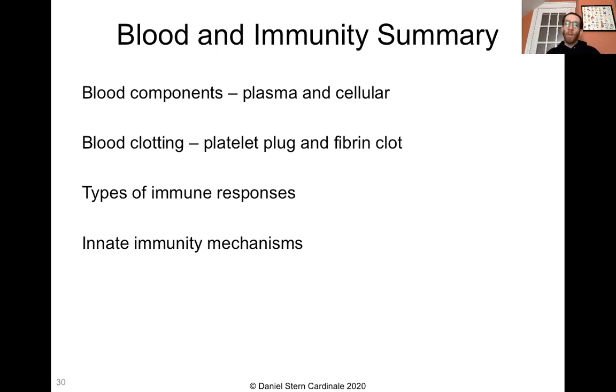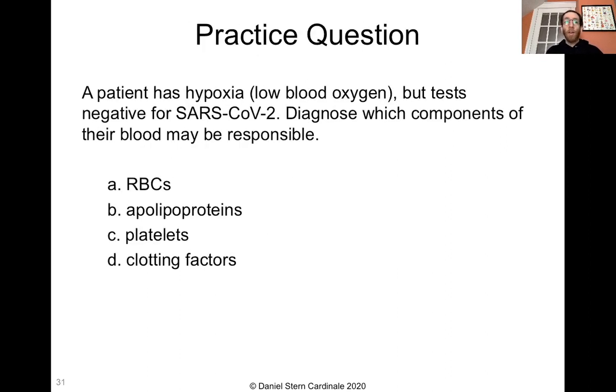Then we changed gears a little bit and got into the immune system. We talked about the two types of immune responses, innate versus adaptive. And we finished today by taking a look at the innate immune response, the cellular and mechanical mechanisms associated with the innate immune system. Here is today's ripped from the headlines practice question.